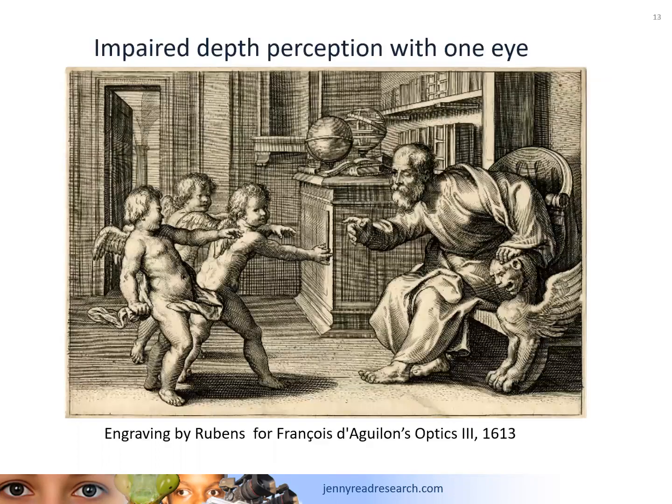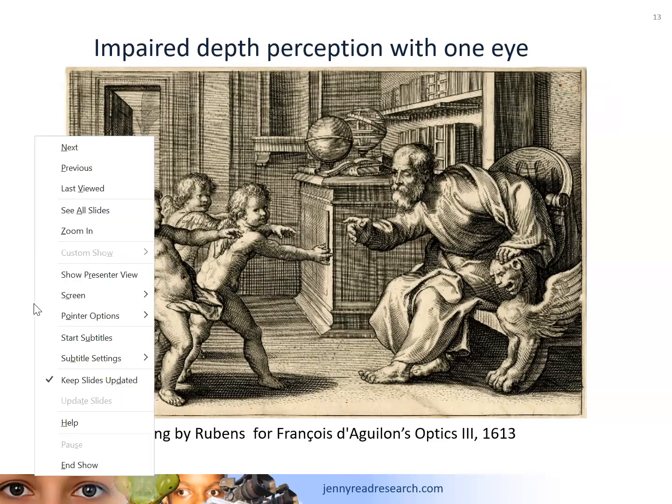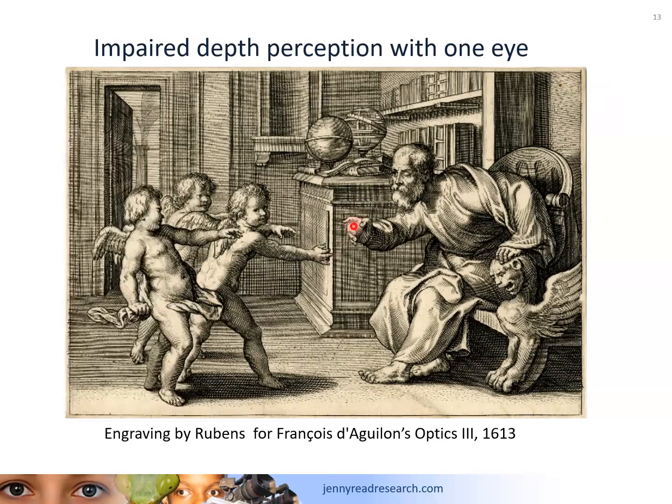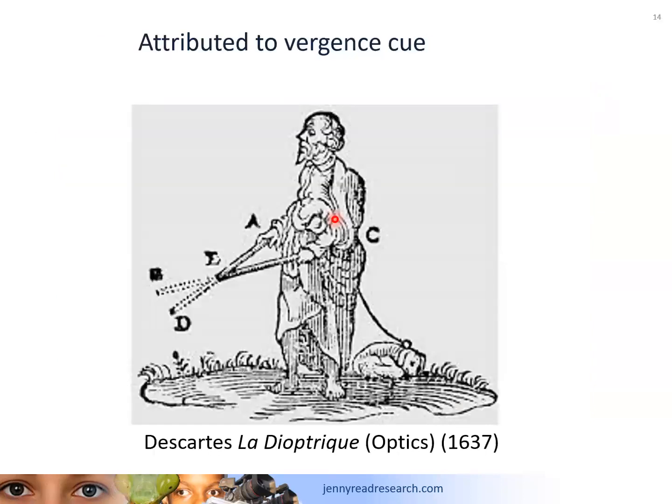People also understood that specifically depth perception was impaired with one eye. So this is a beautiful engraving by Rubens for a book on optics by Aguilonius, and they're showing an old man who's only got one eye, and he's making reaching errors. So he's trying to reach out to this stick held by the putti, but he's making errors because of his monocularity. People assumed this was due to vergence.